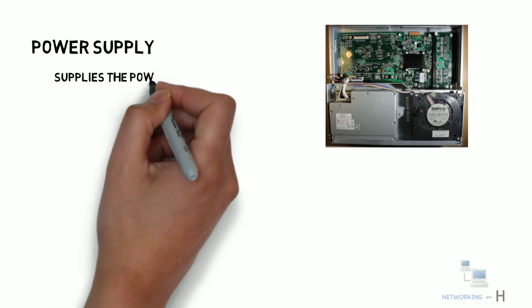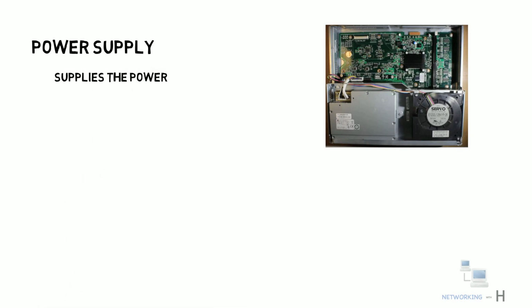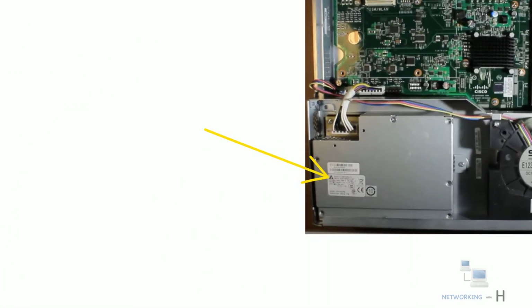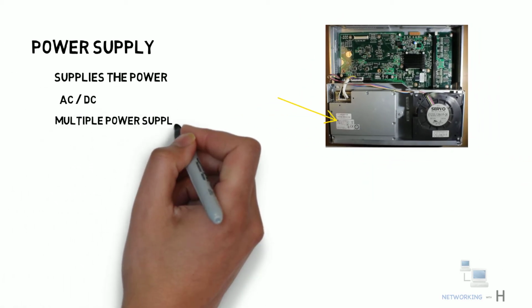The next component is the power supply. A power supply is a component that supplies power to the router and its components. The power supplies can be AC or DC. The Cisco 1941 router power supply can be seen as shown in the picture. Some routers do have multiple power supplies for redundancy.